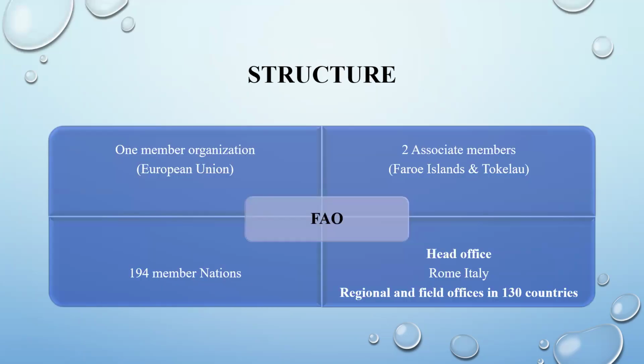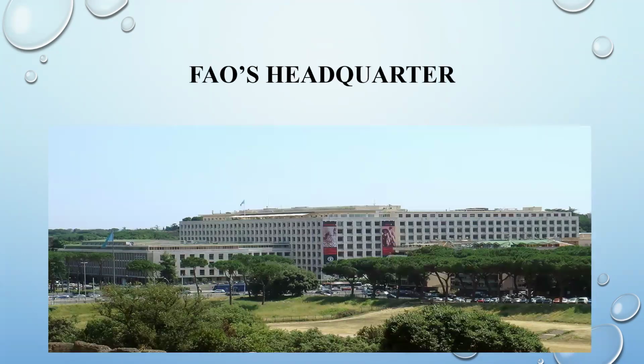Coming to the structure of FAO, FAO has one member organization, that is the European Union. It has two associate members that are Faroe Islands and Tokelau. It has 194 member nations and its head office is in Rome, Italy. It has 130 regional and field offices. This is the FAO's headquarters, which is in Rome, Italy.